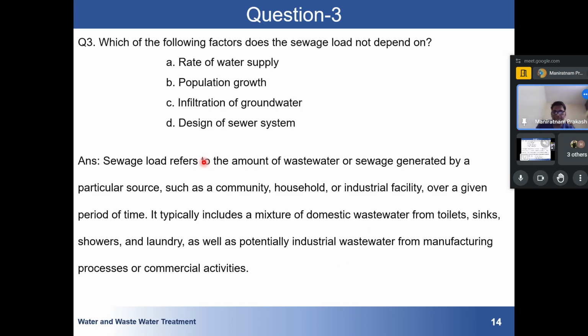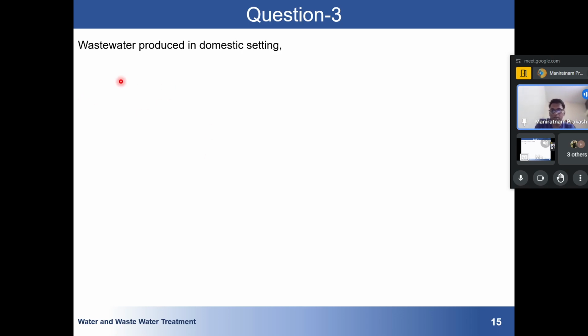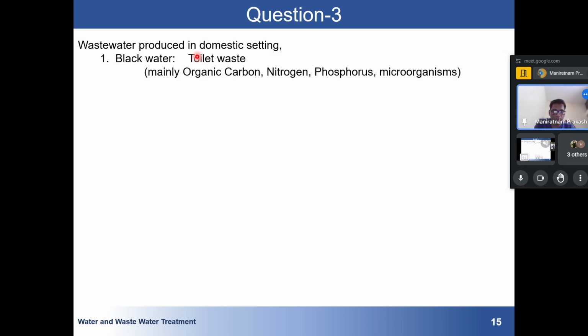What is this wastewater? I am discussing something out of context. My aim is to discuss some ideas and give you the concept of something new. So we know that wastewater is produced in the domestic setting. Domestic wastewater can be of two types. The first one is referred to as black water, which is toilet water. It is mainly organic in nature, and in that waste there is a high percentage of carbon, nitrogen, phosphorus, and microorganisms. This is known as toilet waste.